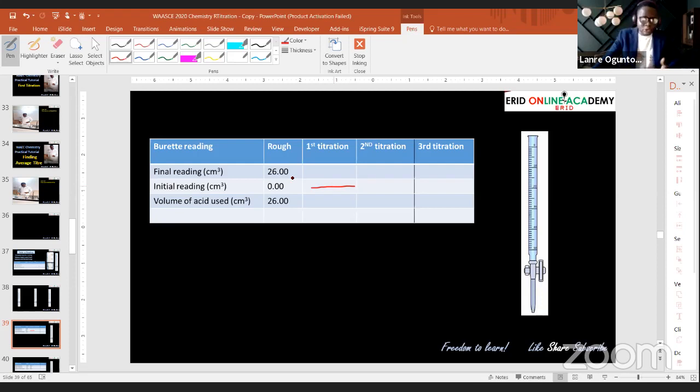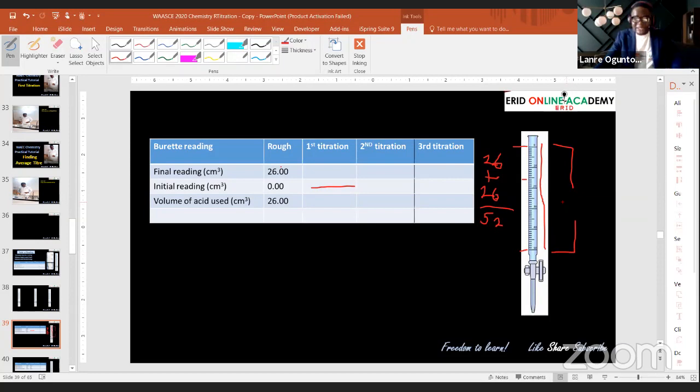So I need to quickly explain something here. If you look at this particular buret, your buret starts from 0 and ends at 50. So when you are adding your volume of acid, the level will be going down. If I assume I stopped at 26 in my rough, I used 26. Now, 26 plus 26 will give me 52, right? And 52 is more than the volume of the buret. The total volume of the buret is 50, from this 0 to this level.